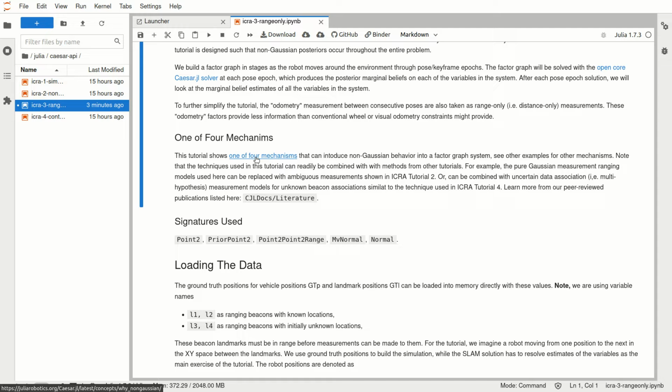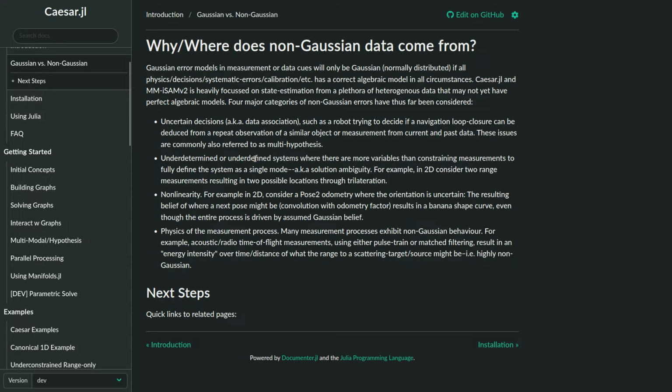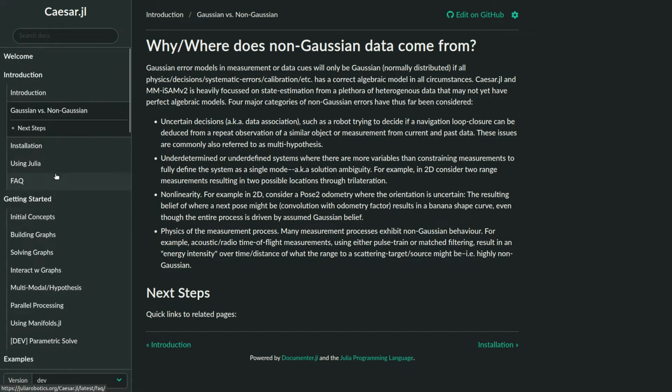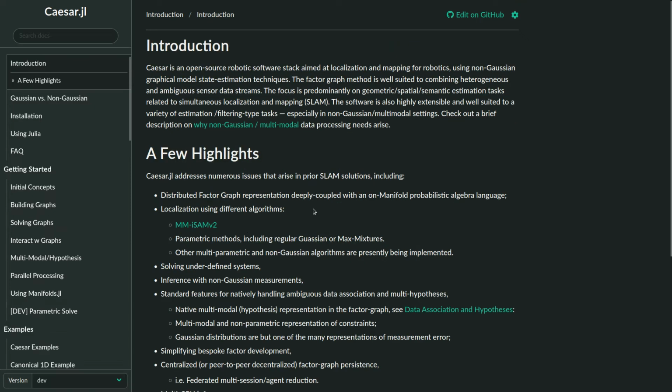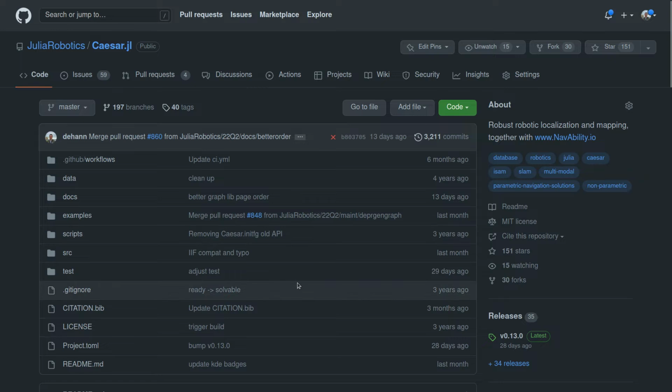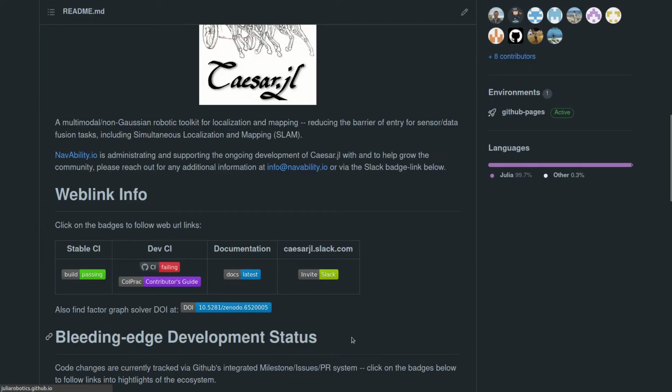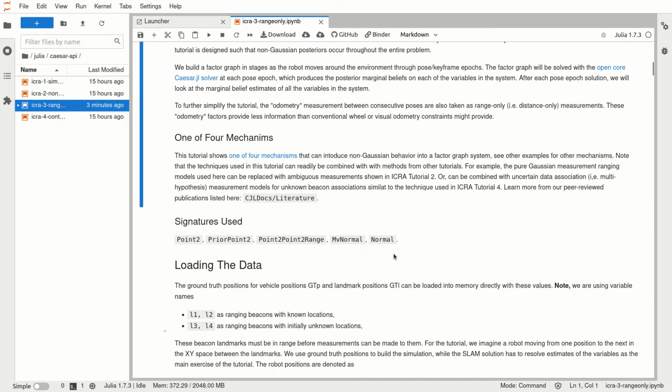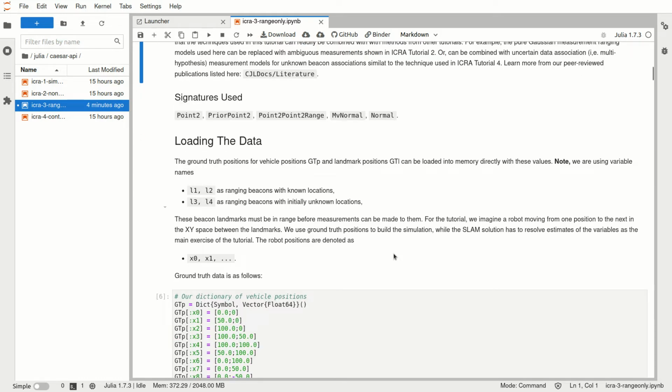So there's the Caesar solver page, and into the documentation of that I'll just click over here. So you can read a bit more information there. And then in the introduction here we've got a link to the Caesar solver itself if you want to go have a look at that. Here's the source code, and the documentation takes you to the same place. Okay, so this example is mostly going to follow point 2, prior point 2, point 2.2 range, and then, as I mentioned, normal distributions only.